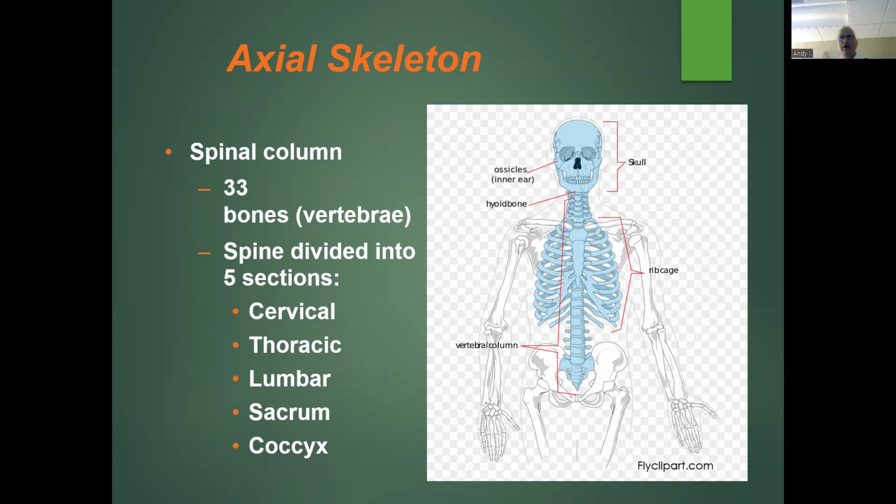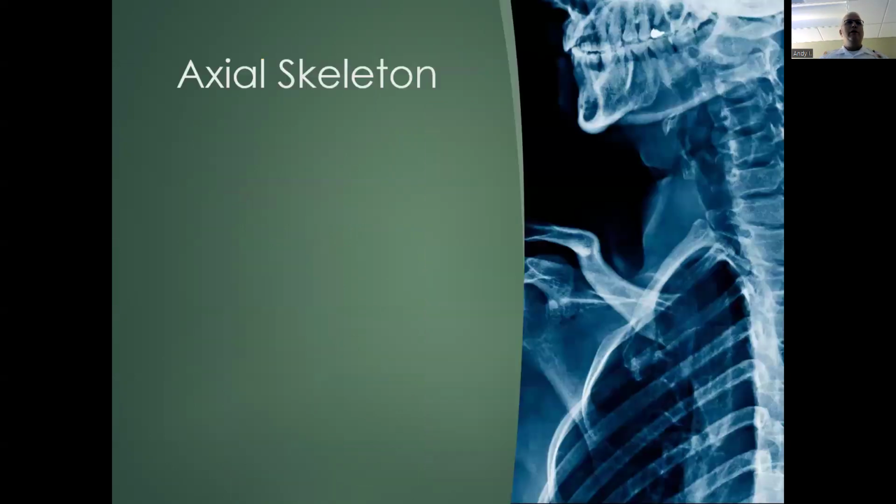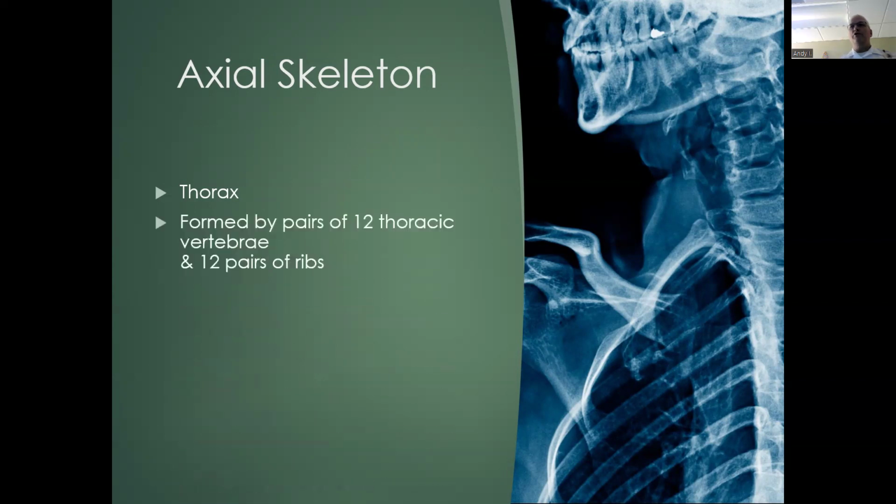Remember that the coccyx is the tailbone. If you've ever fallen down onto your behind and you're like, oh man, I hurt my tailbone, that's the bone you're talking about. So, more on the axial skeleton and the thorax. What the heck is the thorax? Let's look at it. This is formed by 12 pairs of ribs.